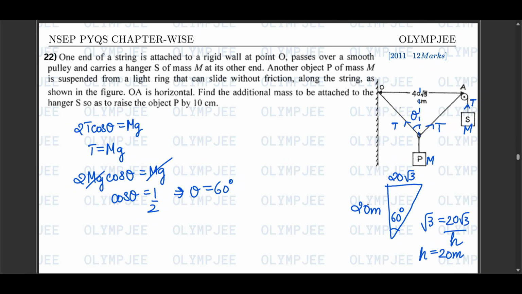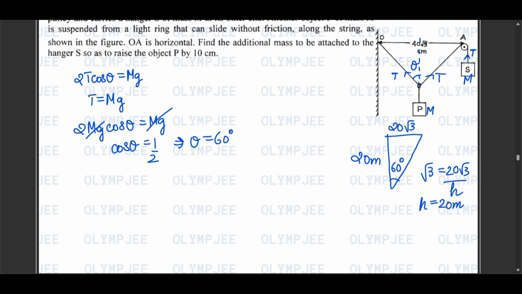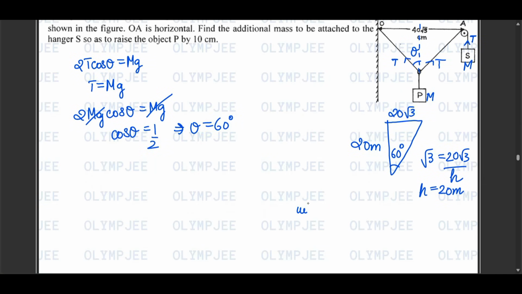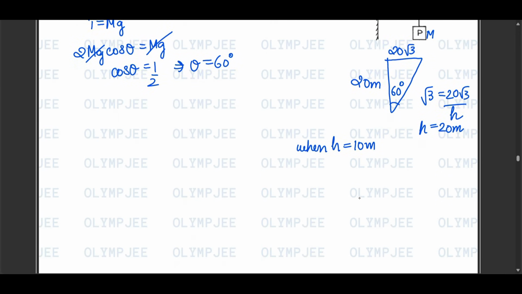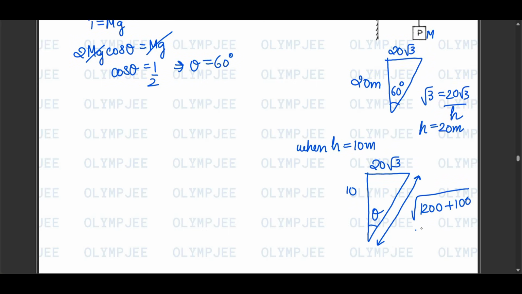Initially. So when height becomes 10 meters, then the situation will be something like this. There will be some theta which has changed. It will be 20 root 3, this will be 10. So I can say that this length will be square root of 400 multiplied by 3, which is 1200, plus 100, which is root 1300, right? Meters.